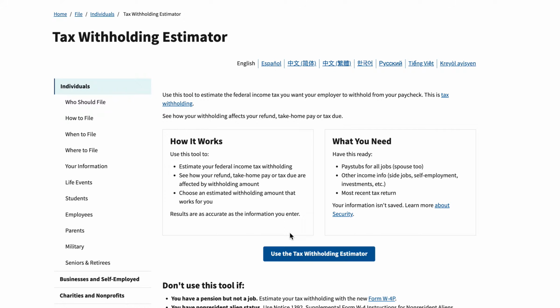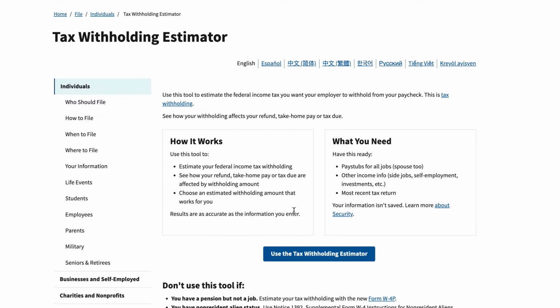So this is the estimator that you would need if for some reason your financial planner or your accountant or your tax expert tells you that you should look at adjusting your withholdings on a Form W-4. Your W-4 contains the instructions that you give to your employer, telling them how much in taxes they're going to withhold from your paychecks and send to the IRS on your behalf.